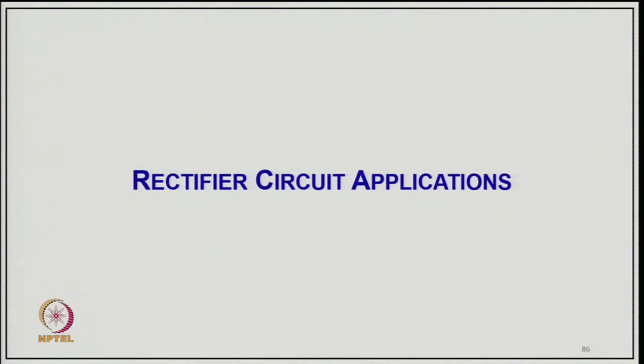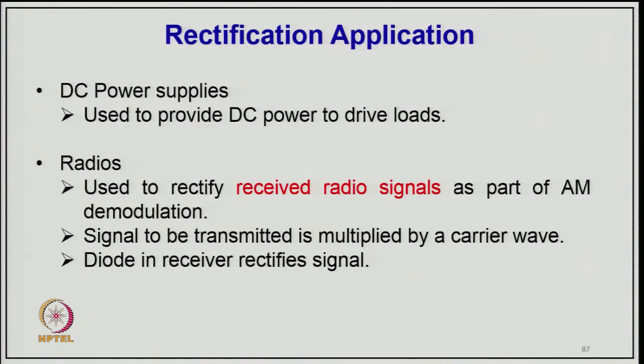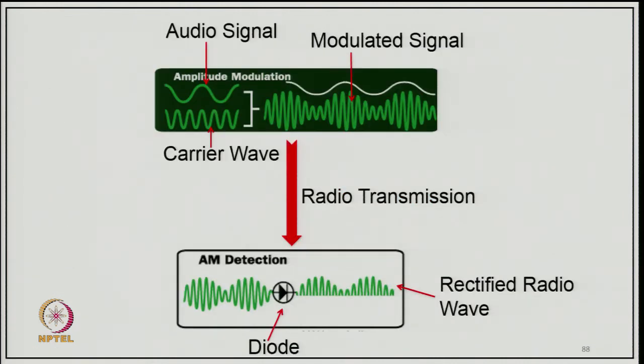So, now coming to rectifier circuit applications. The applications are DC supplies used to provide DC power to drive loads, and typically in radio to rectify the received radio signal as part of AM modulation. The signal to be transmitted is multiplied by a carrier wave, and the diode in the receiver rectifies the signal. As you can see in the example, we have an audio signal, a modulated signal, and then a radio transmission.